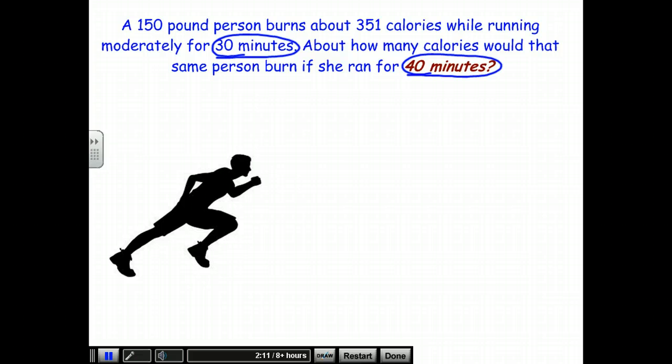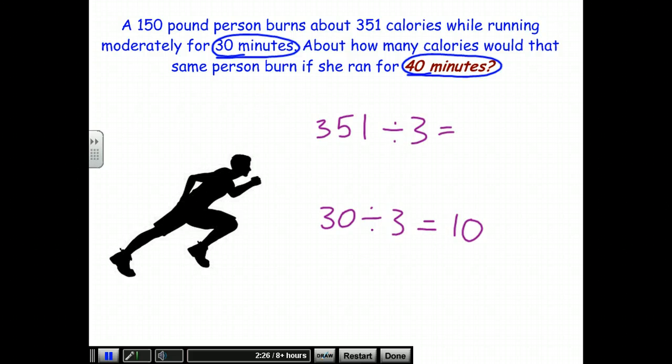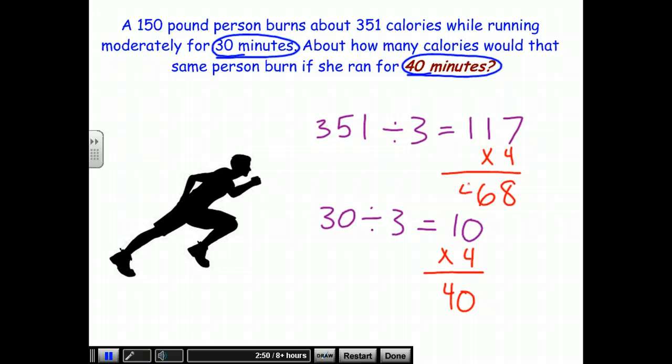One way you might have done it is to split the 351 calories, which are used for 30 minutes. If we split the 30 minutes into 3 equal groups, we have 10 minutes. So if we split the 351 calories into 3 equal groups, then we end up with 117 calories in every 10 minutes. Then, knowing that we're waiting for 40 minutes, 10 times 4 is 40, and 117 times 4 should give us the amount of calories for 40 minutes. That's 468 calories in 40 minutes.